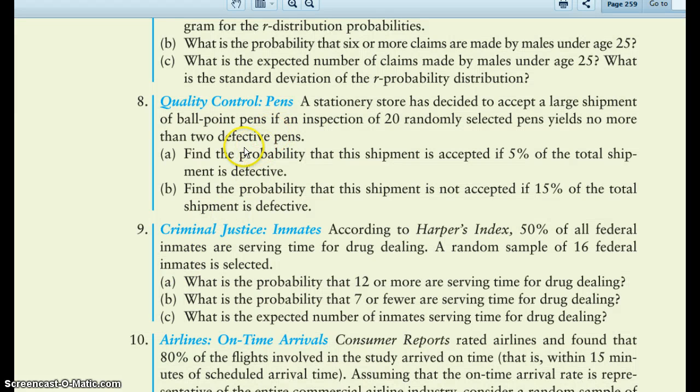So we're going to use binomial probability to answer this. For A, n is 20 because we're selecting 20 pins. The probability of success, of getting a pin that's bad, is 5%.